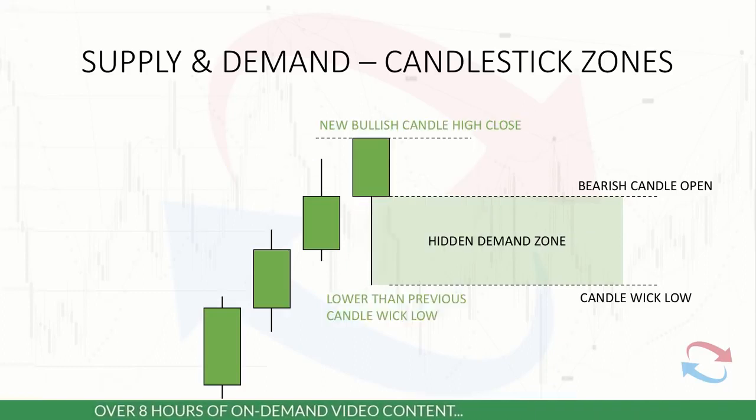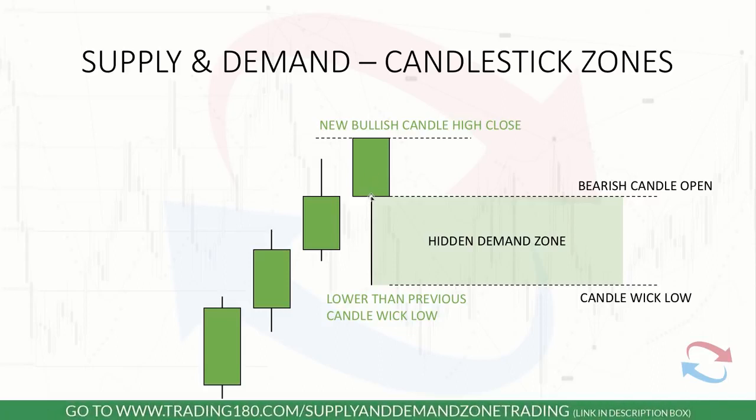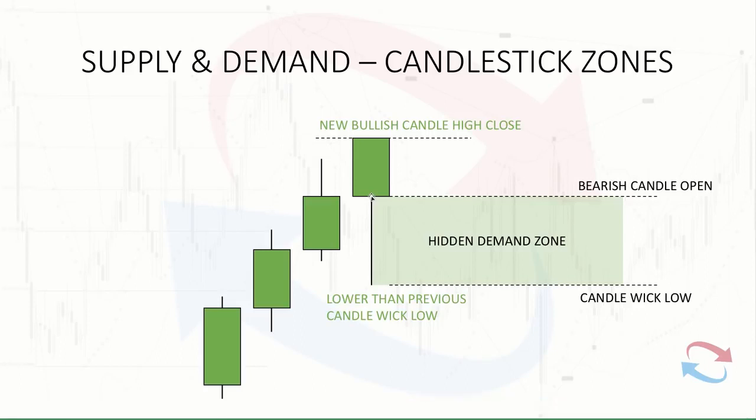We also have something called hidden demand, right? And hidden demand is identified by this type of sequence, where you have a bullish sequence and then you have this type of candle here. Now this type of candle has a few names. Some people call this an outside candle, or a key reversal candle, or a key continuation candle.